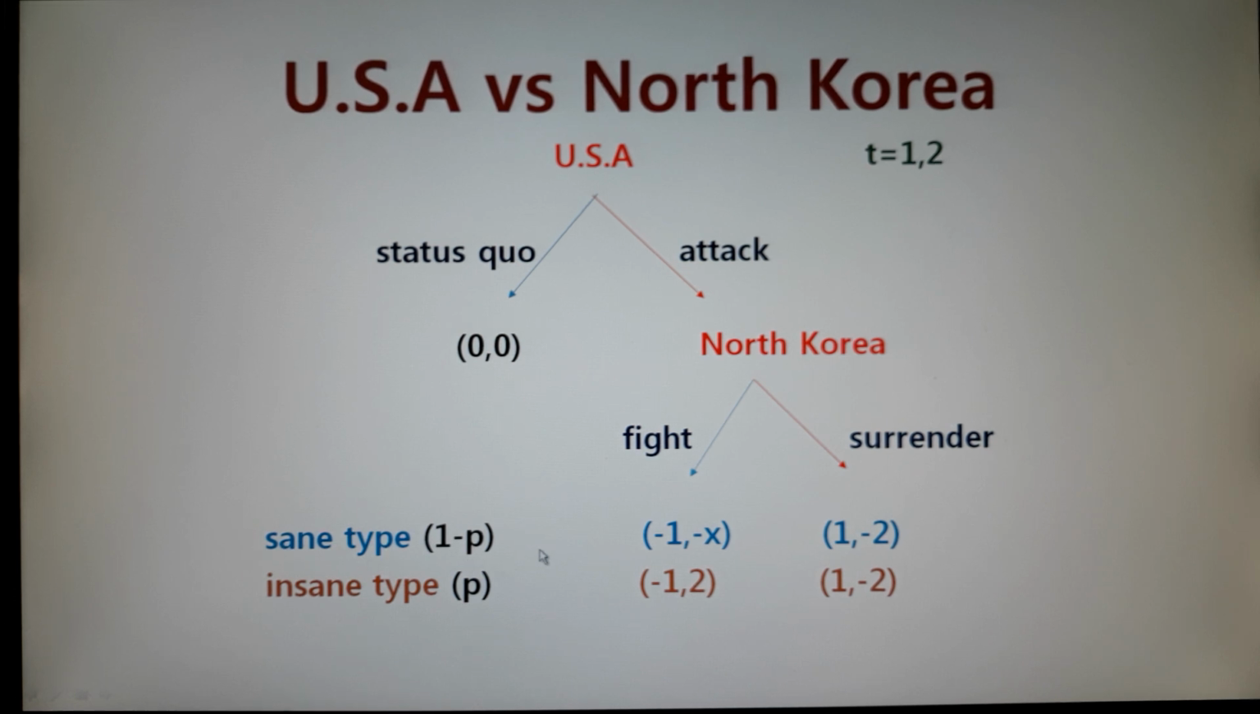For the sane type, because we are dealing with an incomplete information game, I'm going to assume that there are 2 types of North Korea. If North Korea is sane, think about the first line and put 5 in x: minus 1, minus 5, 1, and minus 2. Would the USA attack or status quo? Status quo, the USA will get 0. If attack, North Korea would wonder, should I get negative 2 or negative 5? X is 5. Of course, North Korea will choose surrender. So USA attack, surrender, that would be the subgame perfect equilibrium. I'm not saying that it is a complete information game, but we know that X is 5 and North Korea is the sane normal people.